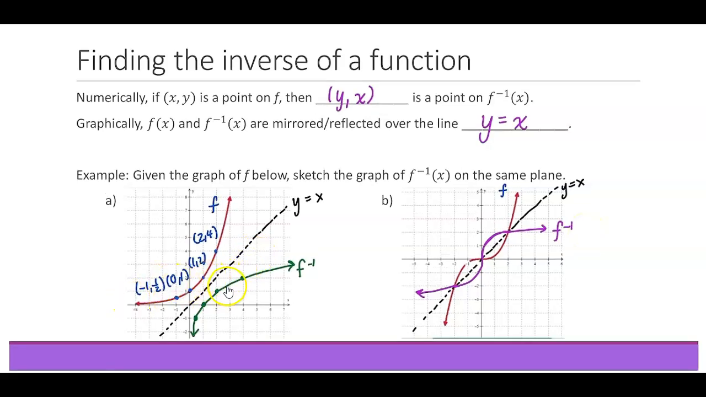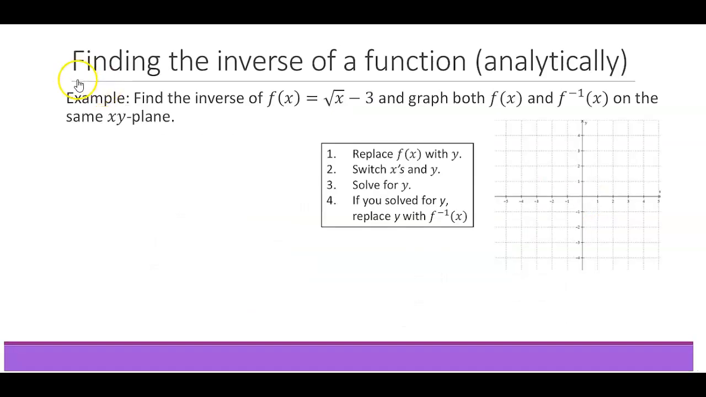One final thing to notice about both of these original functions f is that they were 1 to 1. So we would not have been able to graph their inverse if they did not pass the horizontal line test to begin with. So that is definitely something we want to remember about finding the inverse. Now let's move on to finding the inverse of a function, but this time analytically.